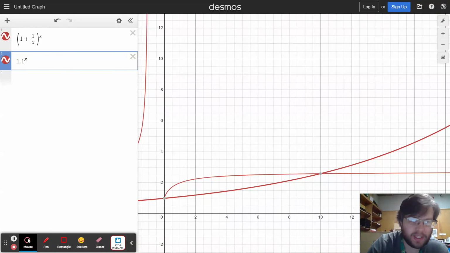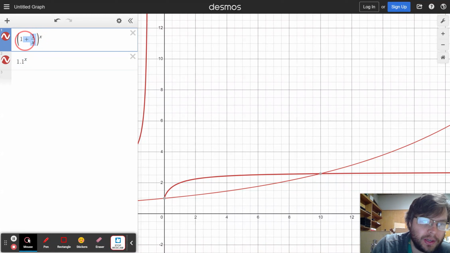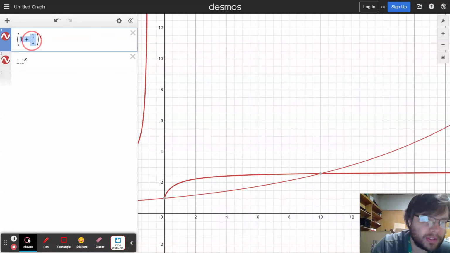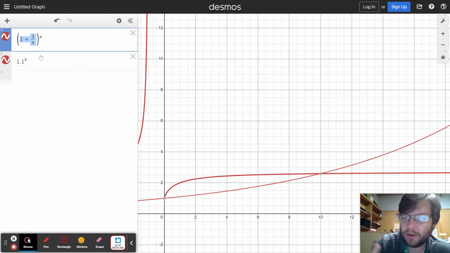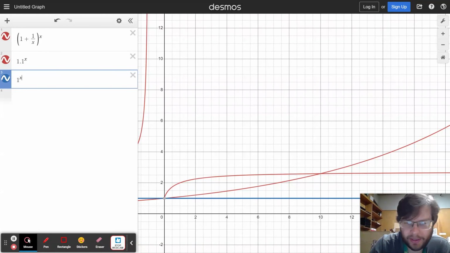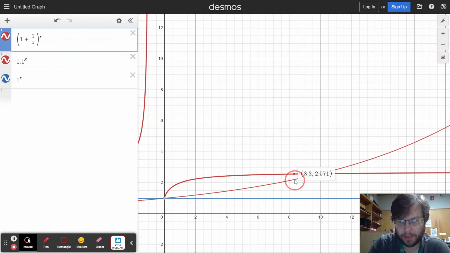Well, the reason it's not taking off is because we're not taking the same number and raising it to x. We're taking smaller and smaller numbers. Remember, 1 over x gets smaller and smaller as we go further to the right. So 1 plus 1 over x is getting closer and closer to the number 1, and you're raising it to bigger and bigger powers. 1 raised to the x is kind of a boring pattern. It's just flat. So the curve that I really care about is this one right here, where I'm taking numbers that are a little bit bigger than 1 and I'm raising them to bigger and bigger powers.